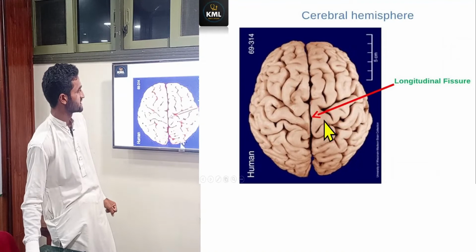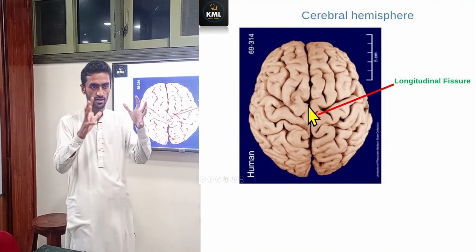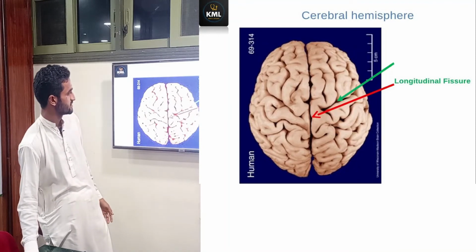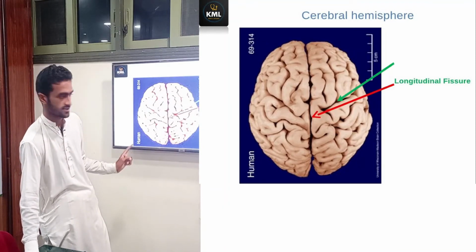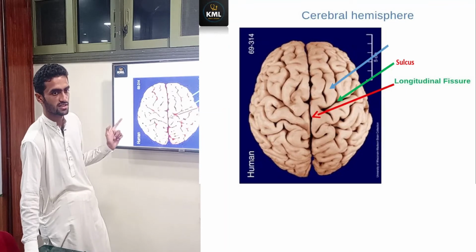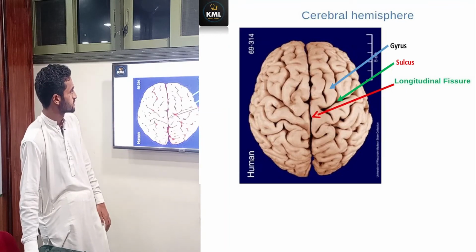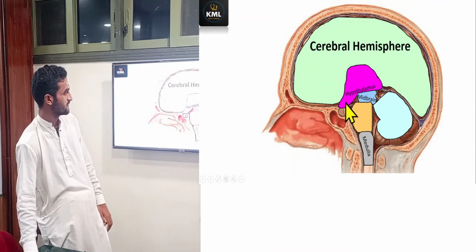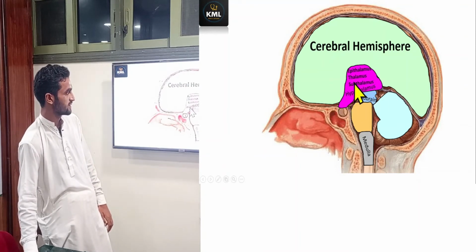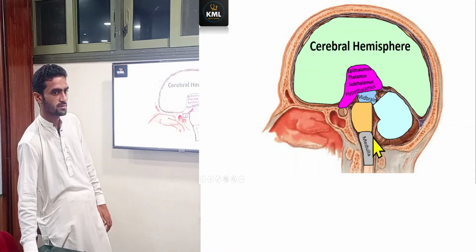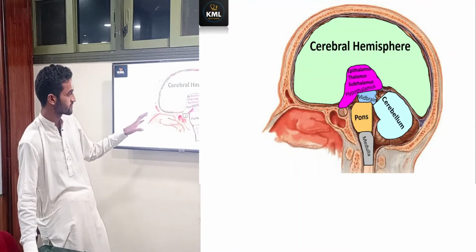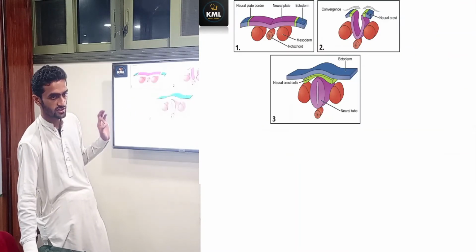So you can see here this is the longitudinal fissure between the two cerebral hemispheres, and here is the sulcus, and here is what bulges, the gyrus or gyri. Just recall that this is the cerebral hemisphere, and epithalamus, thalamus, subthalamus, hypothalamus, midbrain, and here is the pons and medulla oblongata and cerebellum. So I'm just going to go into the embryological.